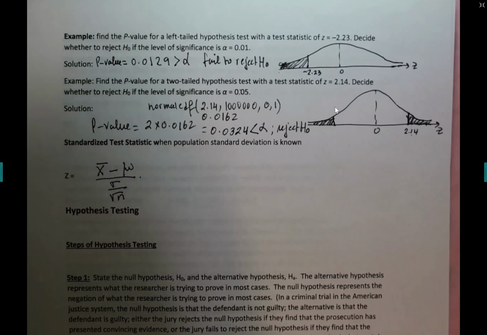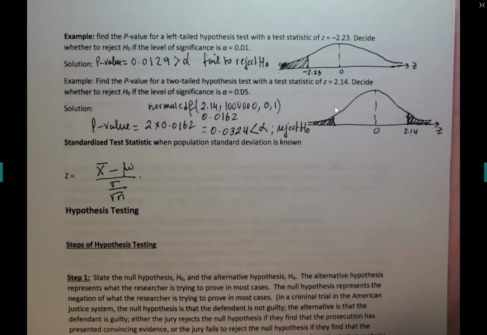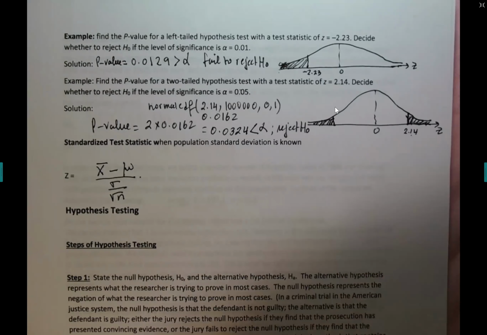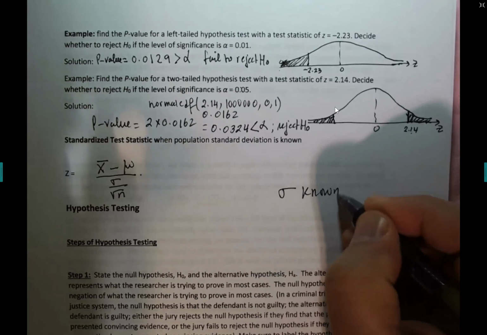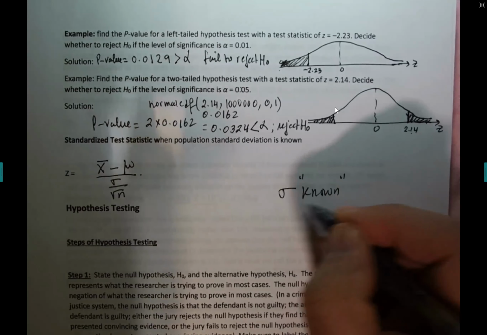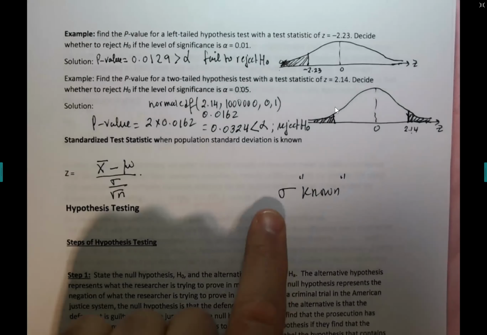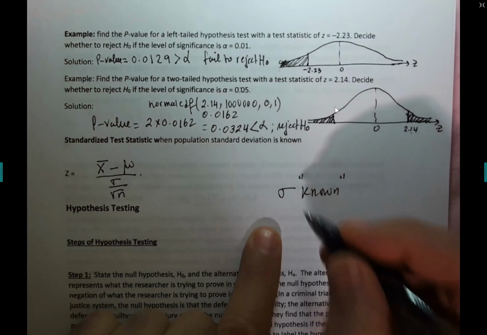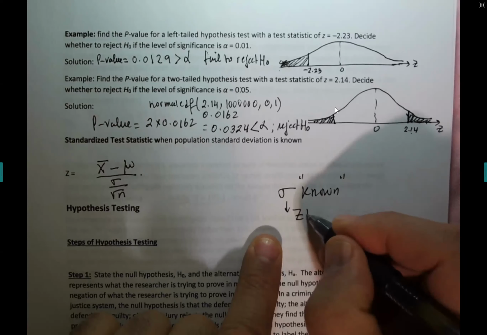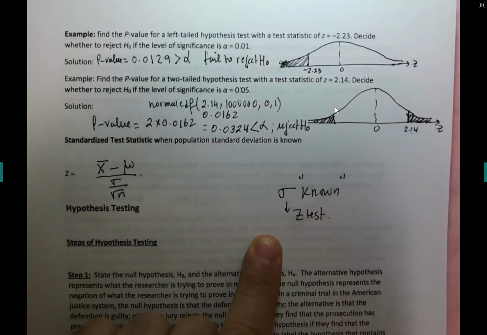So in conclusion, guys, we will use the z-test to perform a hypothesis test about the mean when sigma is known. What do I mean by the word known? It's stated in the exercise. If it says explicitly that the population standard deviation is given, then you are stuck, guys, with the z-test. Now, when sigma is not known, that will be the subject of the next section.